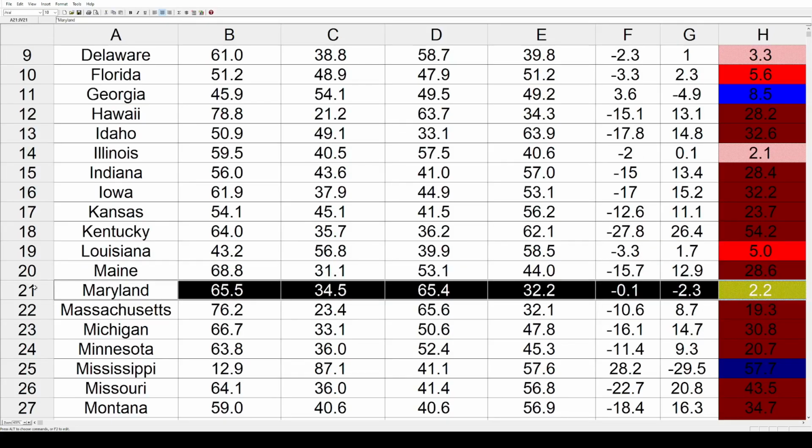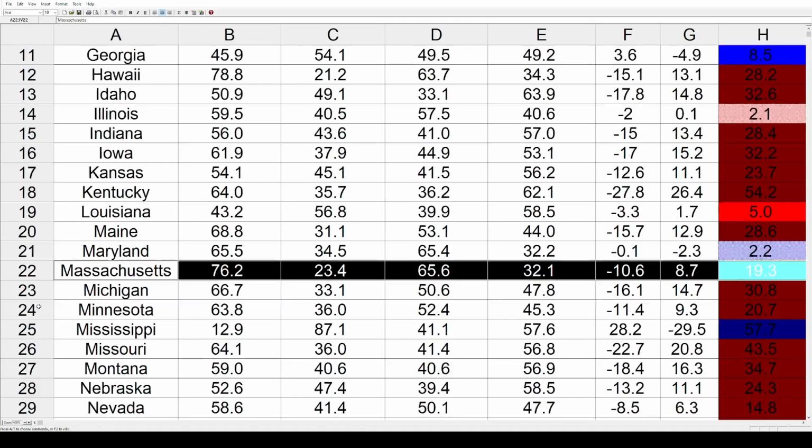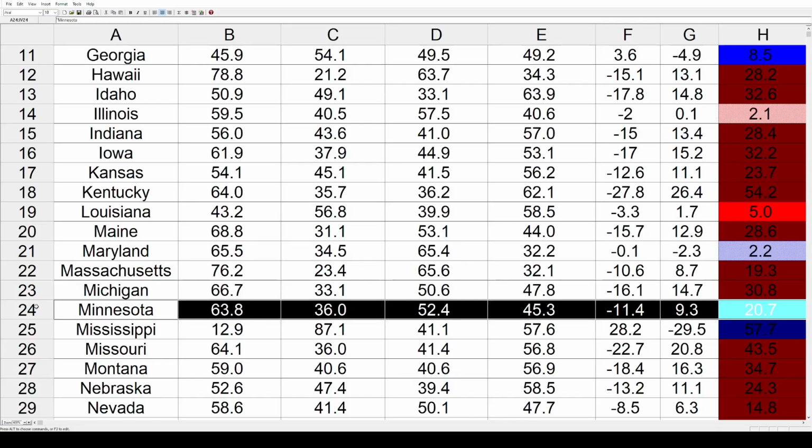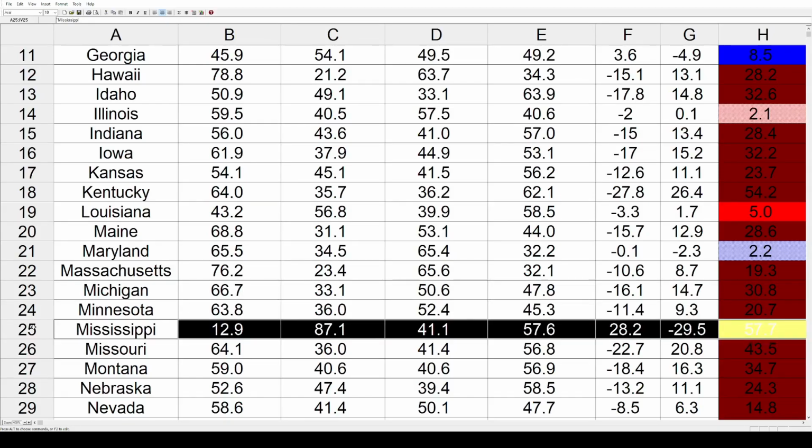Maryland defied the trend. That went back toward the Democrats by a small 2.2. Massachusetts, that's another blue state, but that went toward the Republicans by 19.3. Michigan shifted a big 30.8 toward the Republicans. Minnesota, another healthy shift there, 20.7 toward the right. Mississippi, on the other hand, that easily had the biggest shift toward the Democrats.